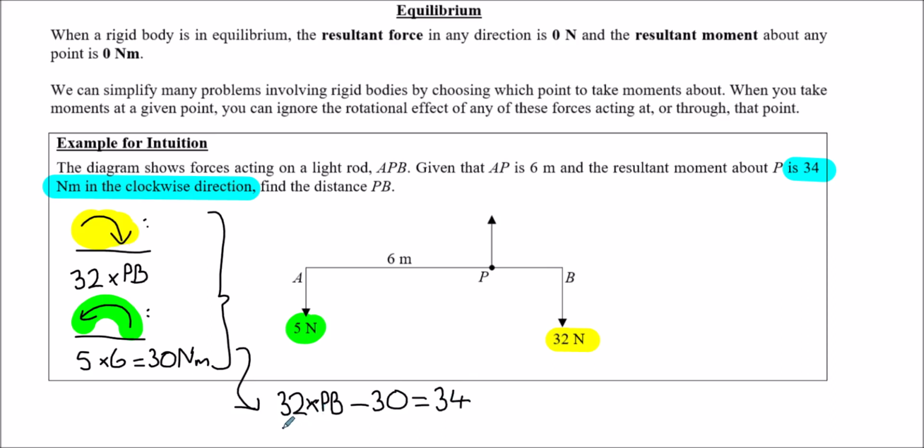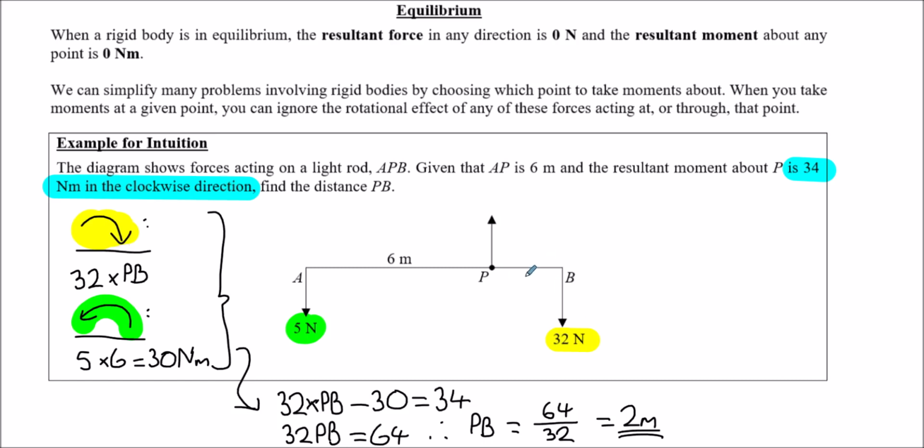So now, if we add 30 to both sides, 34 plus 30 is 64. So therefore this distance PB is 64 divided by 32. Therefore PB has to be just 2 meters. This is like a seesaw being balanced, okay? Or some beam anyway. So 5 Newton force, very far away. If somebody's here which is much heavier, it will require only a shorter distance to keep it balanced.